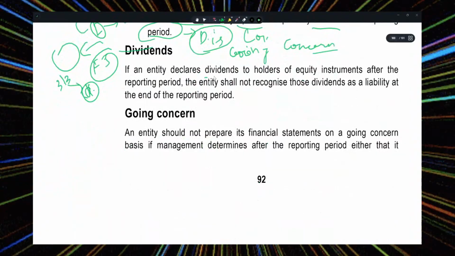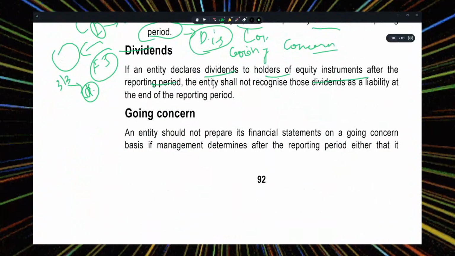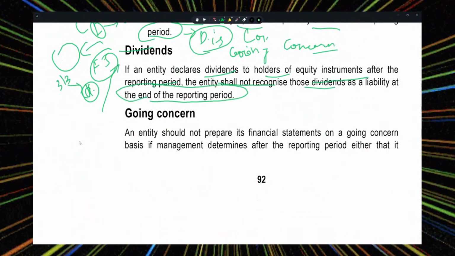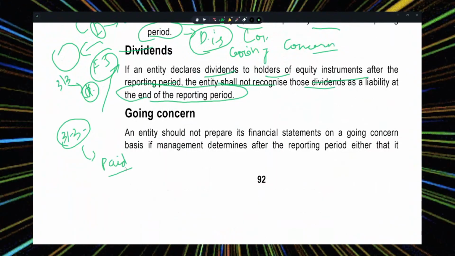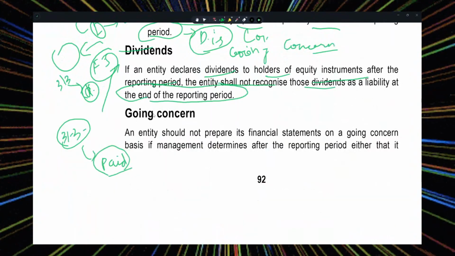Dividend. If an entity declares a dividend to shareholders after the reporting period, the entity shall not recognize the dividend as a liability at the end of the reporting period. So even though they declared the dividend as of 31st March, the dividend is not paid. When it is paid, that period needs to be considered. So in this case, it does not pertain to 31st March.